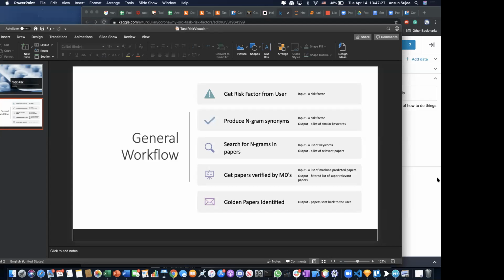Yeah. What I want to do is showcase each of these 5 points in action. Like, produce n-gram synonyms: what code is doing that, and what are the details of that code? And then next, search for n-grams in papers. Which code does that? We have codes for each of these. So definitely just putting this into a pipeline format, one after the other.